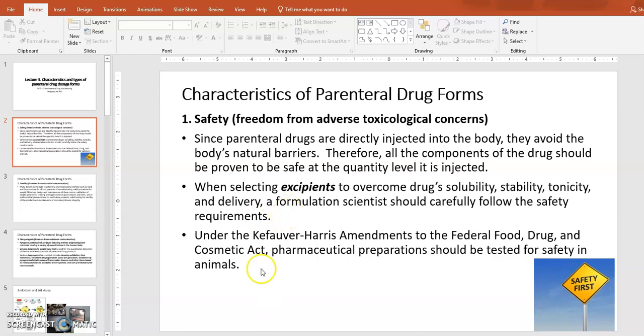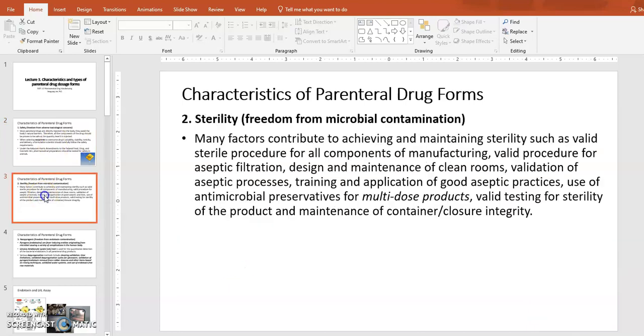So remember the Kefauver-Harris amendments, okay? The FDA, the law, the Cosmetic Act: the pharmaceutical preparation should be tested for safety in animals, the animal study, as well as in clinical trials. So safety is very important.